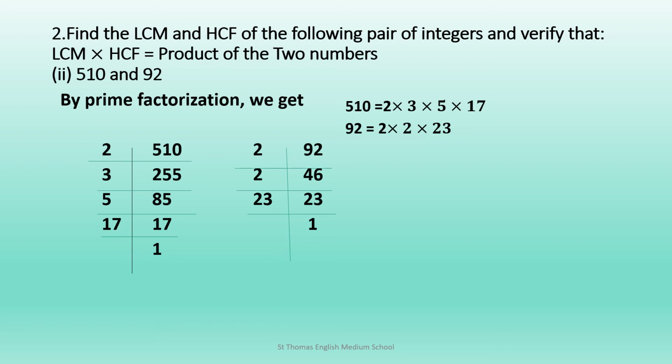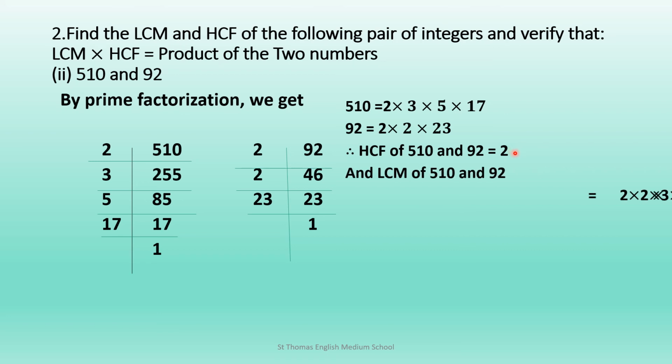Now you have to find the LCM and HCF of the two numbers. For finding the HCF, you have to take the prime factors that are common. That is, 2 is the number common to both numbers. Therefore, HCF of 510 and 92 is 2. Next, you have to find the LCM. For the LCM, the common factor you write one time and the rest of the factors you also write. So the common factor 2 you write once, then you have the factors 2, 3, 5, 17 and 23. And its product is 23,460.